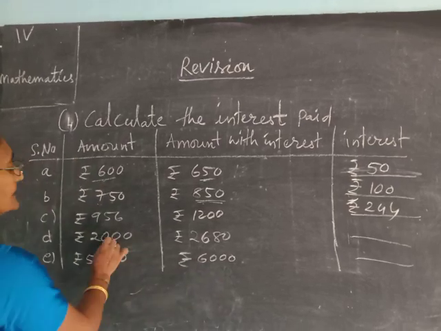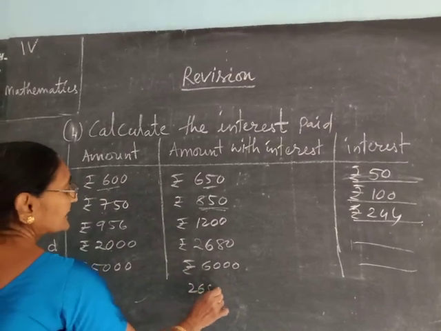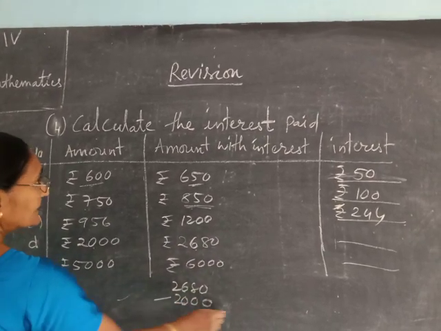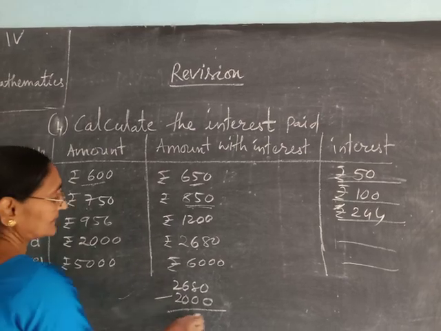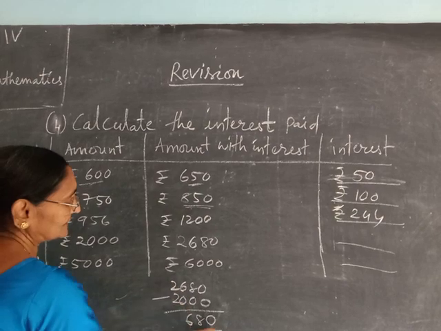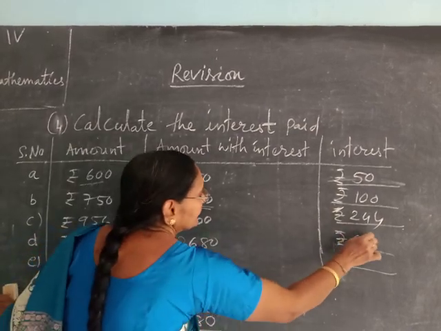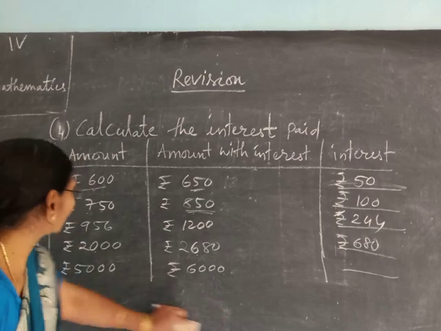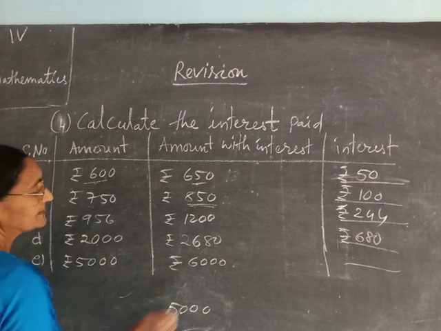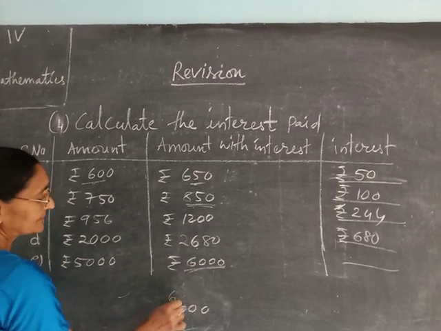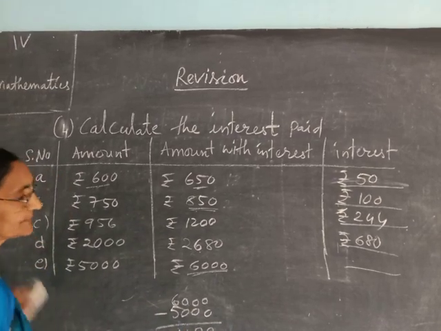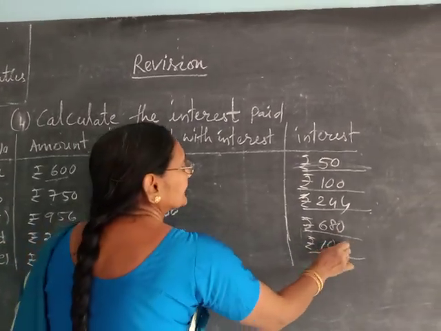Then here, 2000 rupees amount and amount with interest is 2680. You have to subtract amount with interest minus amount. 0, 8 minus 0 is equal to 8, 6 minus 0 is equal to 6, 2 minus 2 is equal to 0. So how much is there? 680. Now next, amount is 5,000, then amount with interest is 6,000. So you have to subtract. How much will come? 1,000. So 1,000 is the interest.